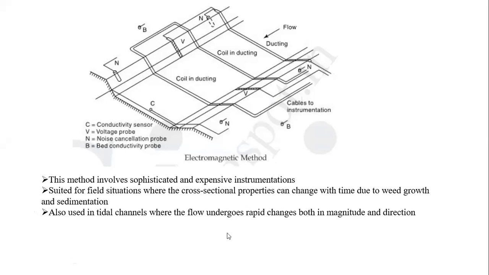Means in alluvial rivers or streams, their planforms go on changing, their alignments go on changing. That is, we treat it as river meandering. So under such circumstances, the other methods fail. So in such cases, this method is best applicable.